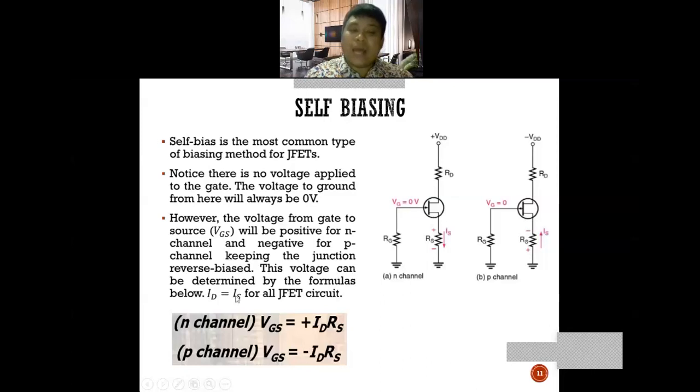ID equal to IS for all JFET circuits. ID equal to IS. So VGS equal to negative IDRS, okay? Because VGS at the N channel is negative and VGS at the P channel is positive. Why? Because the current goes into the source for one type, but for the other channel, the current flows out from the source.